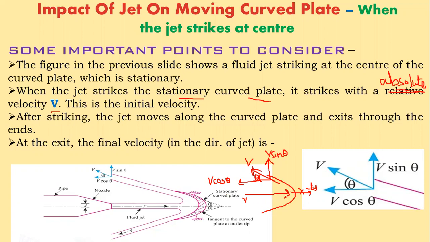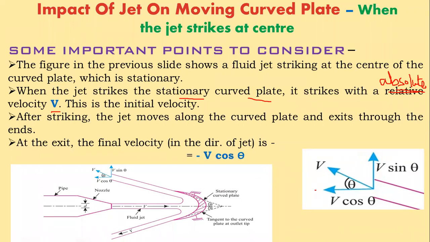Now the initial velocity in the x direction or the direction of the jet is V, and the final velocity in the direction of the jet or the x direction is V cos theta, but this direction is going away from the direction of the jet, so I'll put it as minus V cos theta. So the final velocity in the direction of the jet will be nothing but minus V cos theta. Understood? Any problem? Yes, sir. So let us proceed.